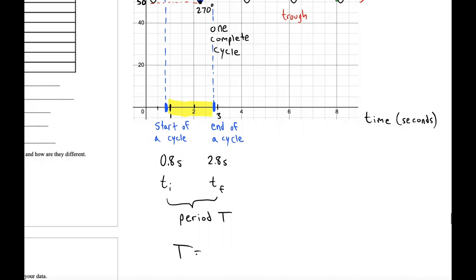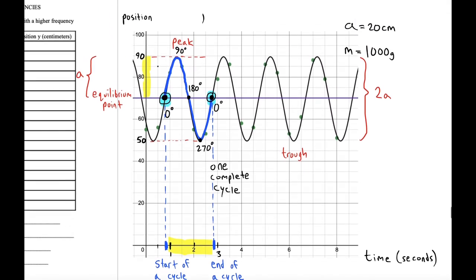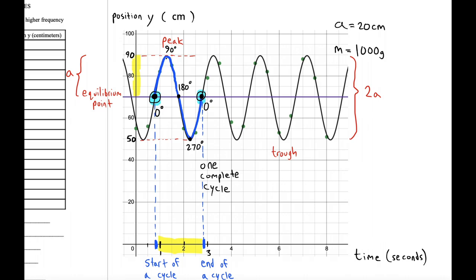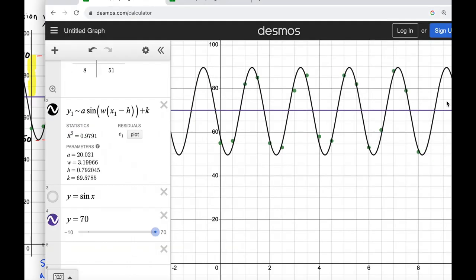Okay, so T is gonna be T final minus T initial. That's 2.8 seconds minus 0.8 seconds. So the period looks like it's about 2 seconds for this trial. Now let's see how close I am to what the regression model would say about that. So according to the regression model, we have this information.